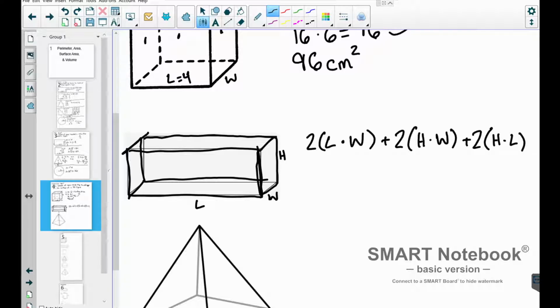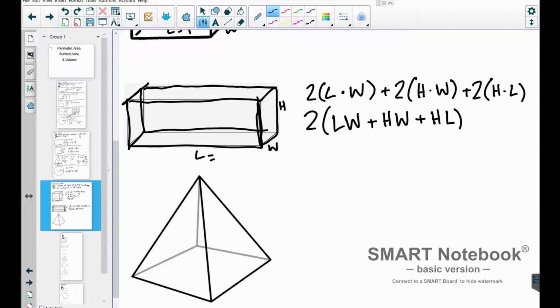Now, one way you will see this written out is all of these are multiplied by 2. So technically, you can pull a 2 out to the front of these. And then, within the parentheses, you'd say length times width plus height times width plus height times length. Really, all you're doing here is adding up the area of each surface. It looks complicated with that sort of formula, but it's as easy as that.